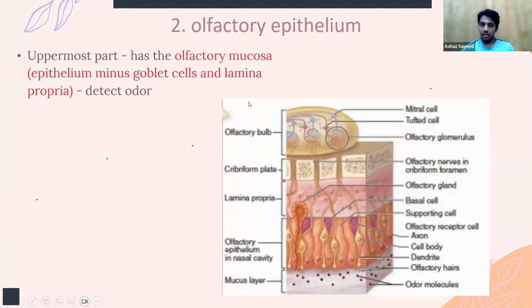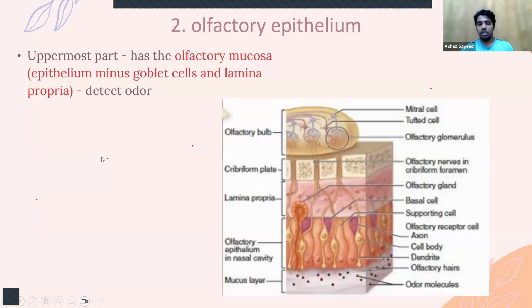Now we have the olfactory epithelium. This epithelium is the one that is the most back. So we had the nasal vestibule, the respiratory region, and then the olfactory region, which is the uppermost part. It has the olfactory mucosa. Whenever you hear mucosa, remember this: mucosa equals epithelium plus lamina propria. Remember this all the time, because you're going to hear the word mucosa a lot in respiratory histology.